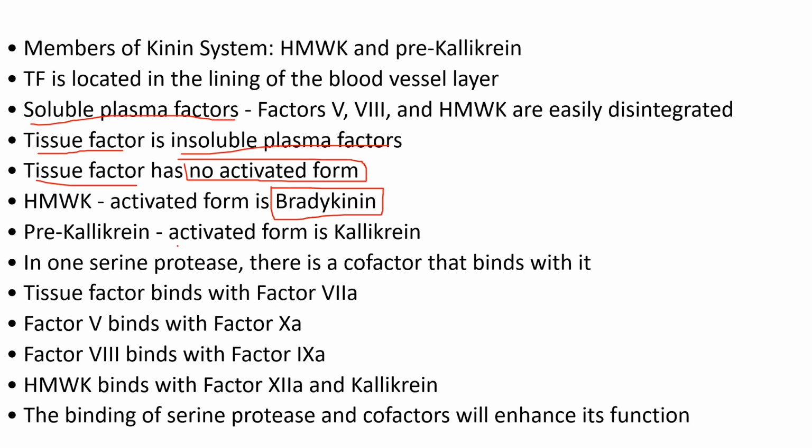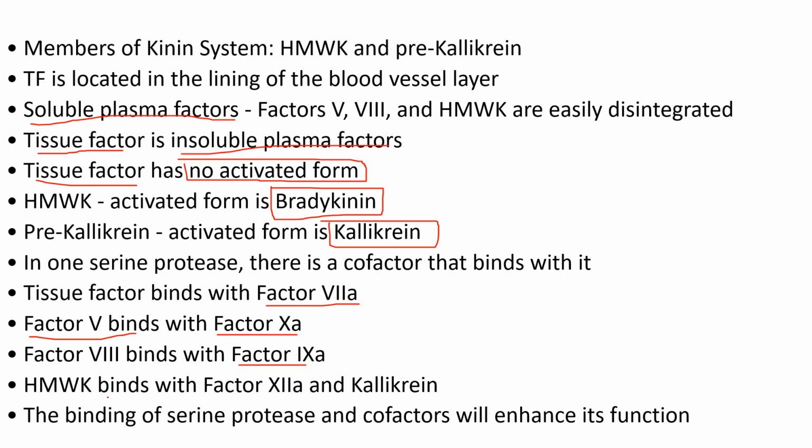Then we have your prekallikrein. Its activated form is your kallikrein. In one serine protease, there's a cofactor that binds with it. Tissue factor binds with activated factor 7, or 7a. So again, tissue factor would bind to activated factor 7. Factor 5 would bind with activated factor 10. Factor 8 would bind to activated factor 9.